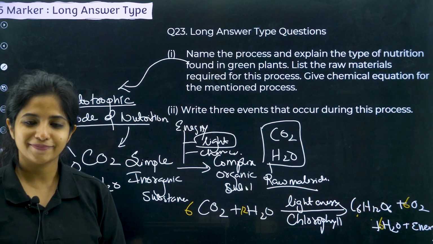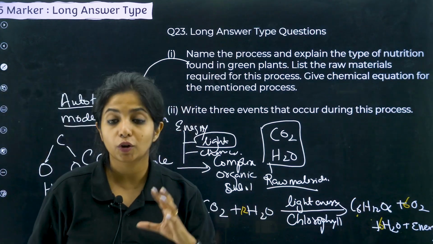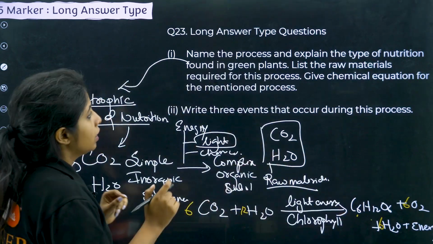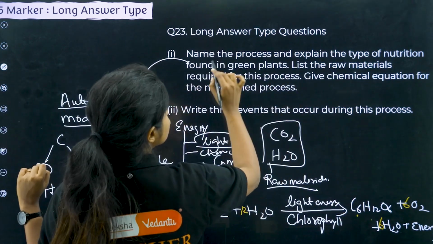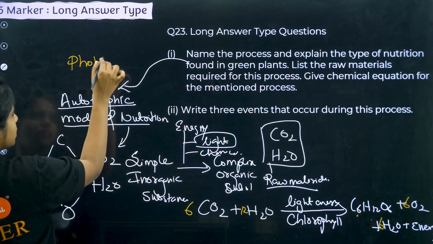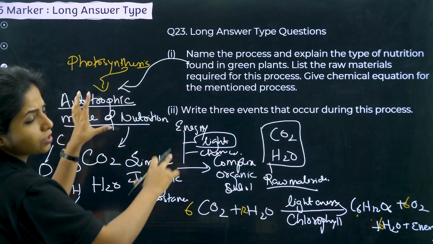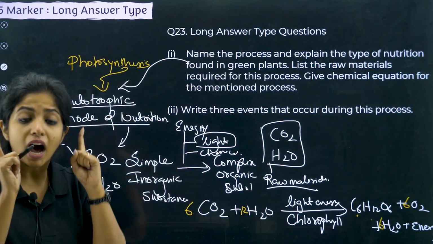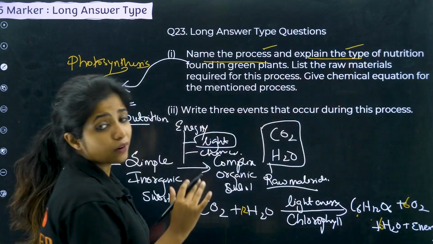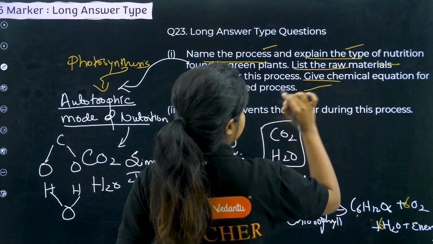This is the equation. Okay, now the next question says write 3 events that occur during this particular process, that is photosynthesis. So remember, name the process and explain the type of nutrition found in green plants. If you do not understand what process you are talking about, write photosynthesis there. Photosynthesis is the process, and it is the mode of nutrition that is occurring over there. Answer in parts. Once you are done with this, tick, tick. That's how you have to answer, so that you do not miss things. Okay, tick, done. Now tick, that is also done.